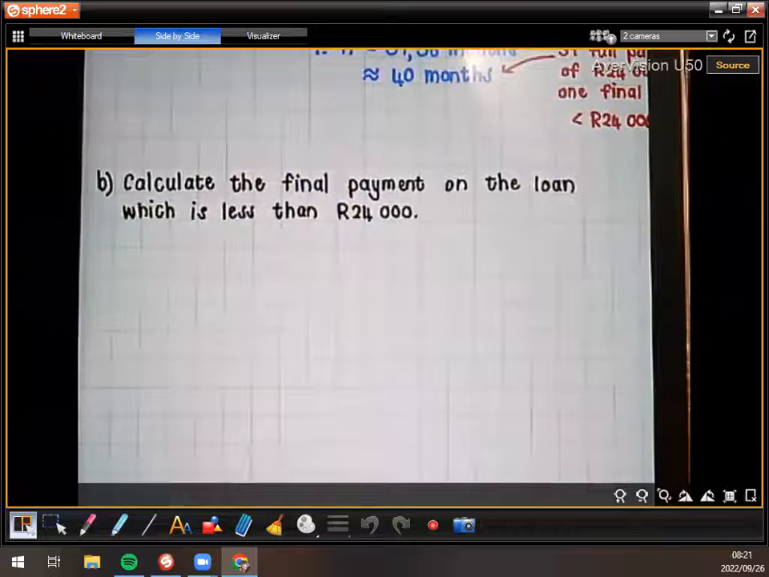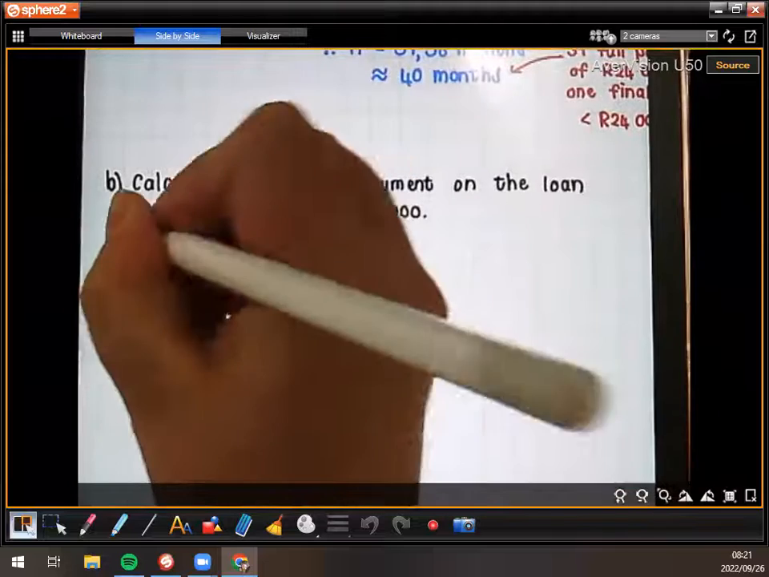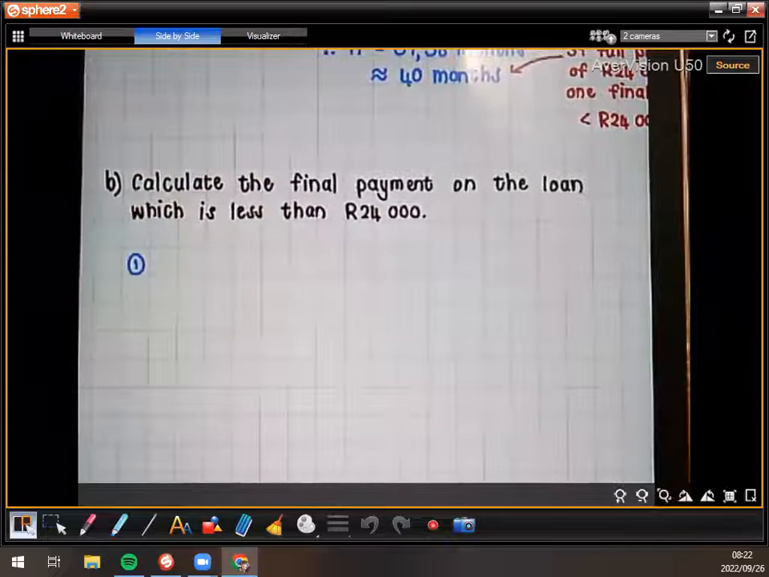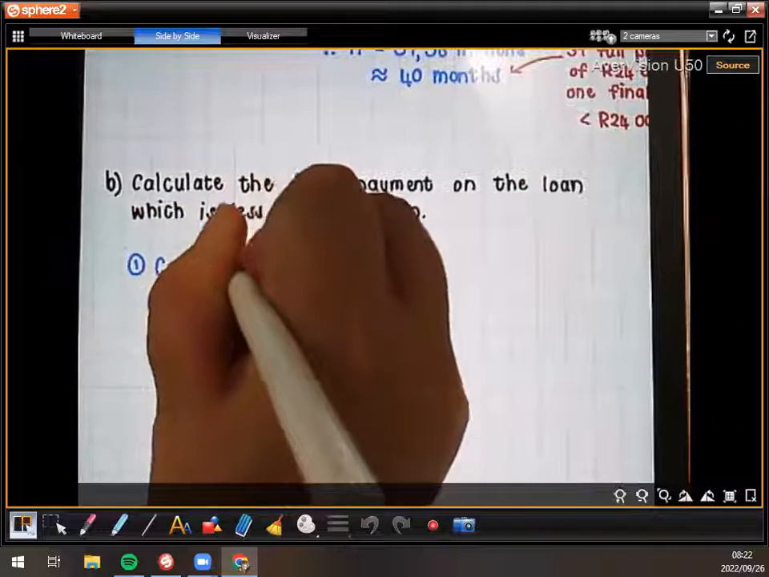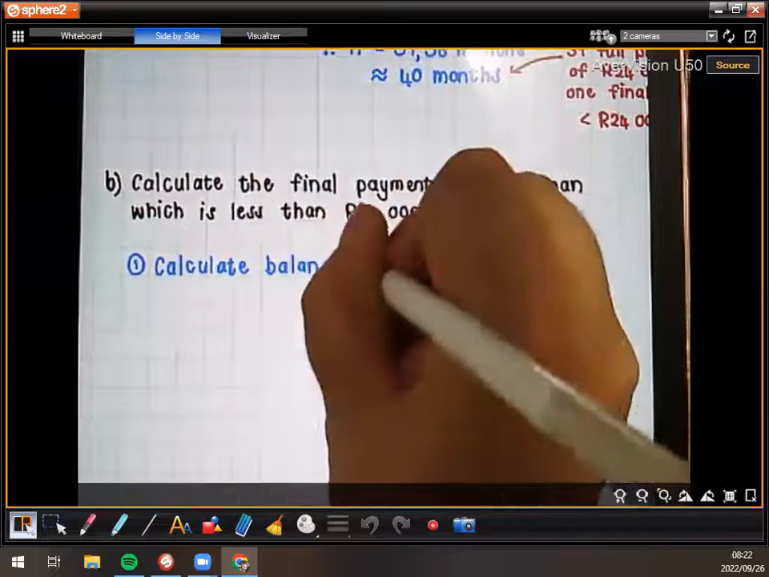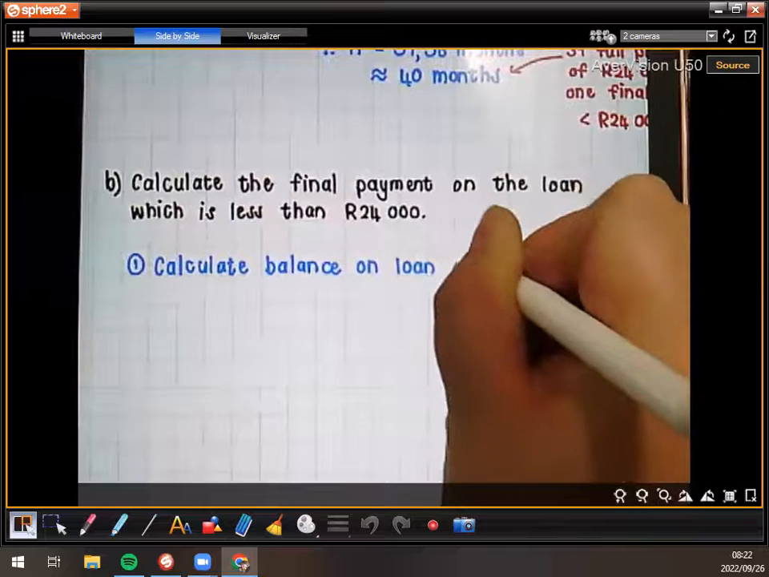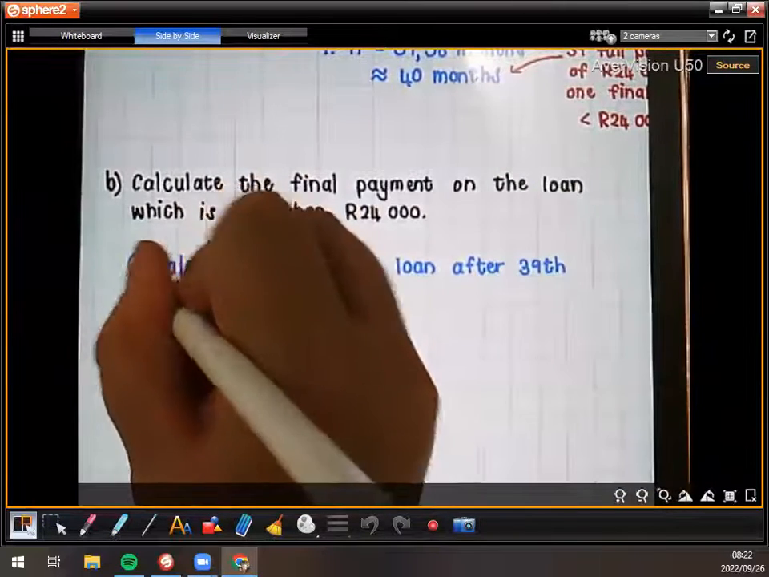All right, now guys, for this calculation, there are actually going to be two steps. So the first step, and I'm going to write it here, step one is going to be we are going to have to calculate the balance on the loan immediately after the last full payment, so the 39th payment. So we're going to calculate the balance on loan after 39th payment.